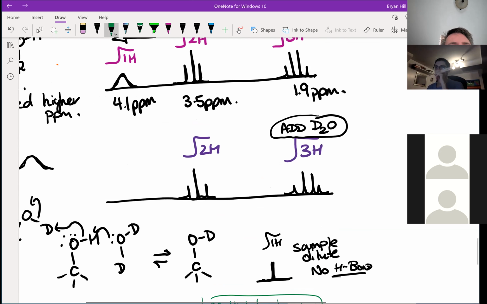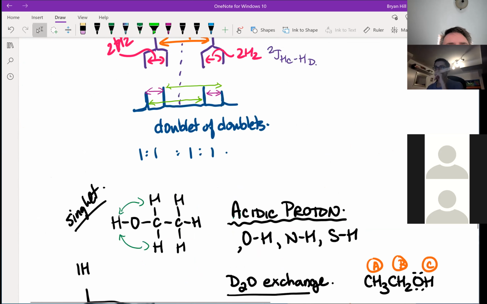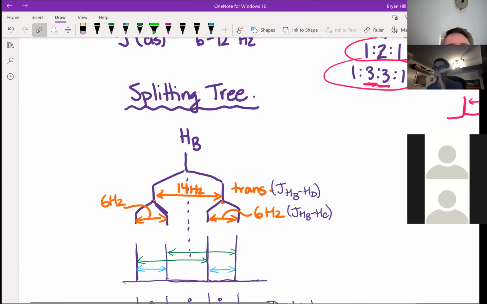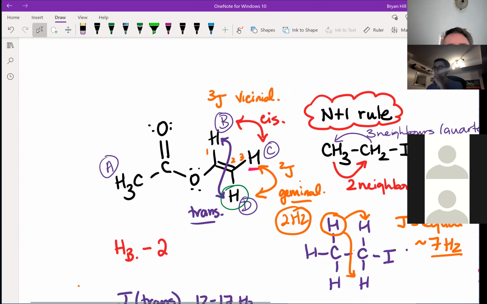At any rate, that was the last little bit of the proton stuff I wanted to talk about before we move on to carbon.